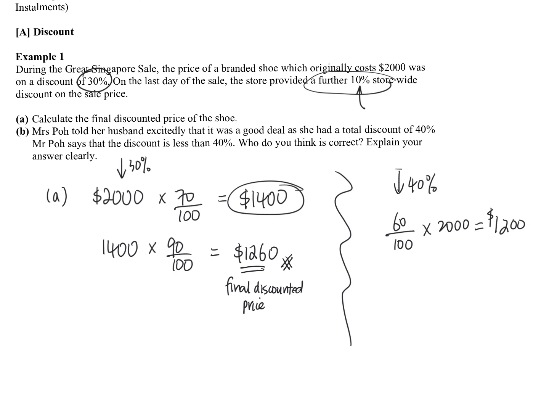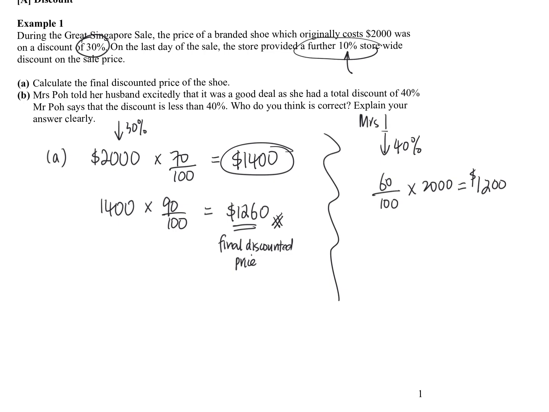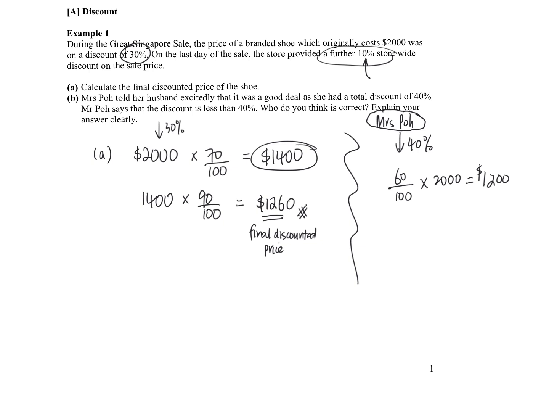Okay, next, it says Mrs. Po, the wife, told her husband excitedly that it was a good deal. She had a total discount of 40%. Oh, which is what we wrote here. Okay, let me not erase this off. This was what Mrs. Po said. Mrs. Po thought she got a 40% discount. And then Mr. Po said no, it's actually less than 40%. Who do you think is correct? Mr. Po. Okay, so we check. Is this really less than 40%?